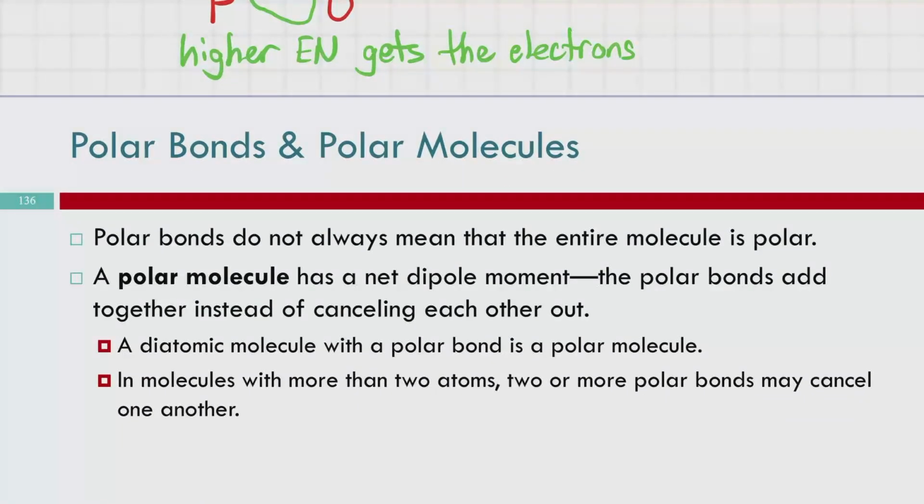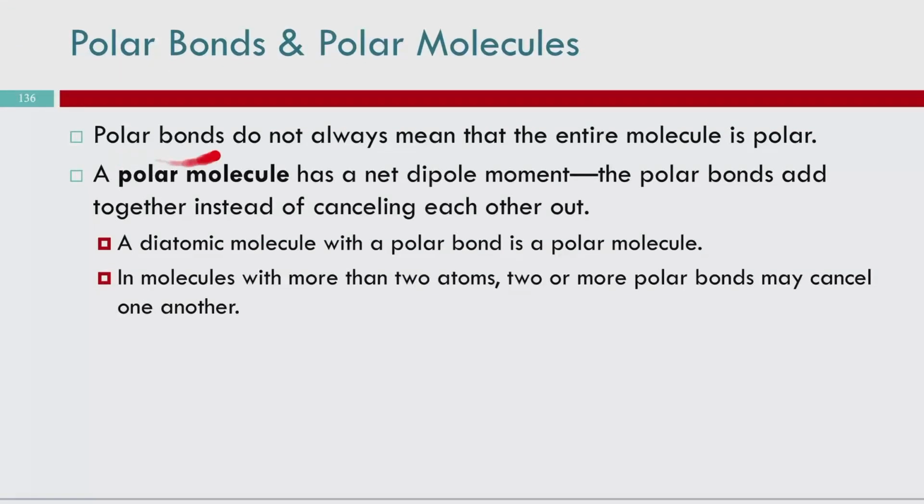So this is building up to another concept. Polar bonds do not always mean that the entire molecule is polar. So we're using these polar bonds to build up to polar molecules, figuring out if molecules are polar. A polar molecule is going to have a net dipole moment.